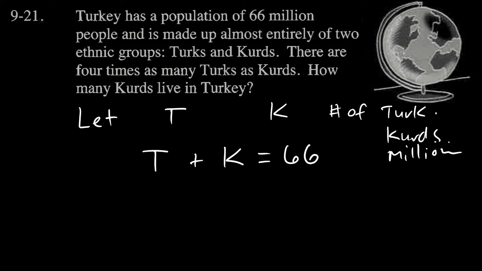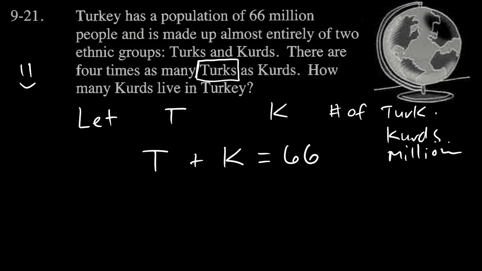And the other thing it says is there are four times as many Turks as Kurds. So this is the one that there are more of, right? There are more Turks. In fact, there's four times as many Turks as Kurds. This is the thing that I remember always having to slow down and think about the most.